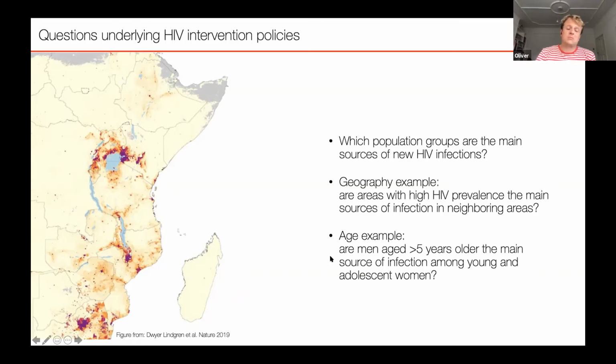Another one is concerning age dynamics. For example, are men who are 5 years older than the women the main sources of infection in women, and especially among young and adolescent women? So these are two examples of groups that may drive onward transmission, and we'd like to quantify that.